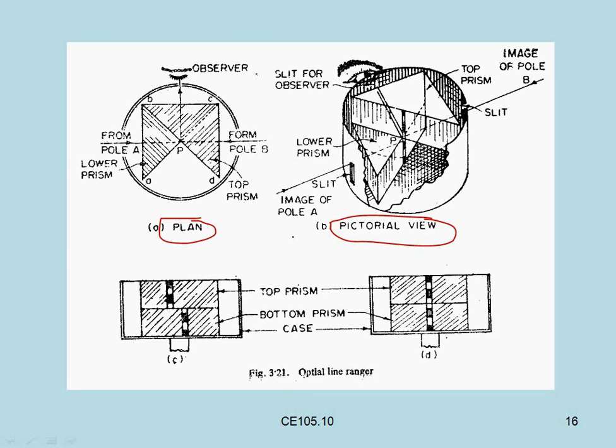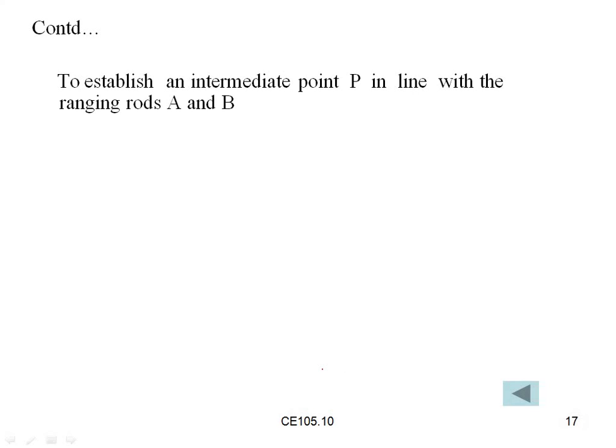This is called the top prism, and this is the bottom prism. Okay, this is the lower prism we can see, and this one is the top prism. This is the slit for the observer, where we are looking. From the observer, if we see this prism, it will show the measurements through this glass. So this is called the optical line ranger.